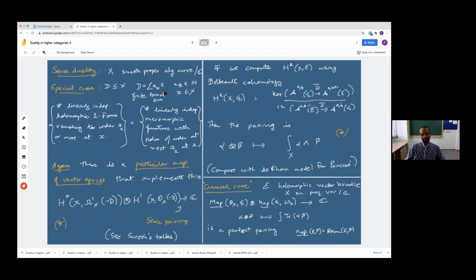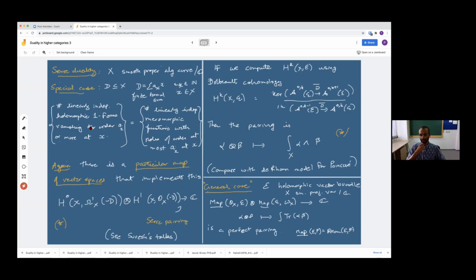Then you might be interested in holomorphic functions on your algebraic curve. And there aren't many. In fact, they're all multiples of the constant ones, by the maximum principle. But you can find holomorphic sections of other line bundles. For example, you can ask for holomorphic 1-forms, which are sections of the cotangent bundle, which is a 1-dimensional vector bundle. And you can ask, how many linearly independent holomorphic 1-forms are there which vanish to order a_x or more at each point x? So they vanish to order a_x at x, and there's no condition outside. They're holomorphic everywhere. That's a very concrete question.